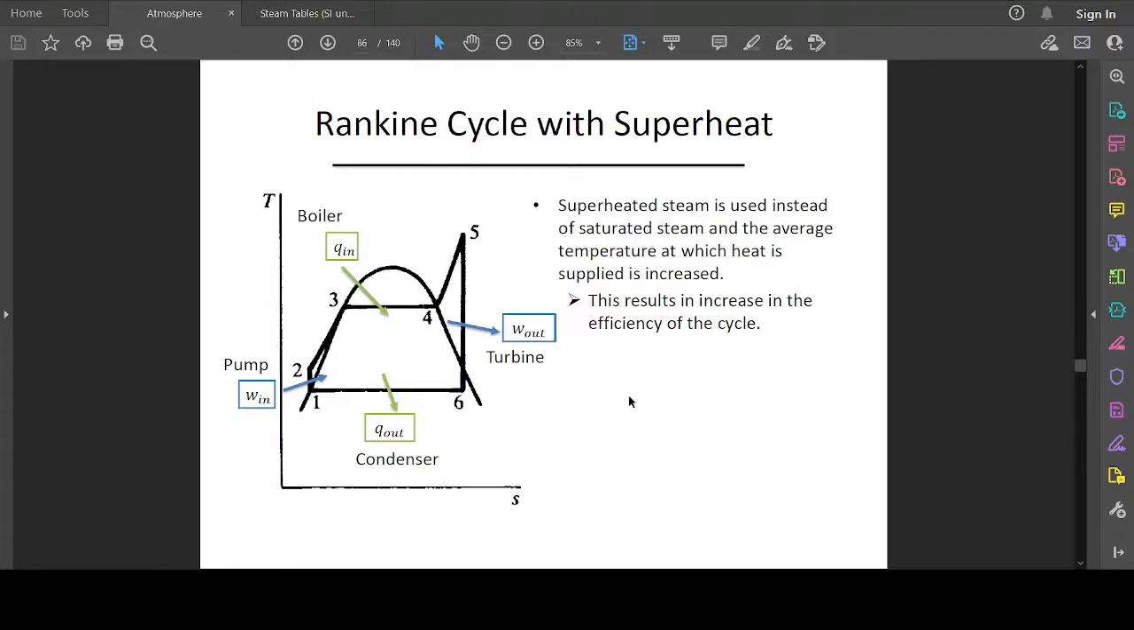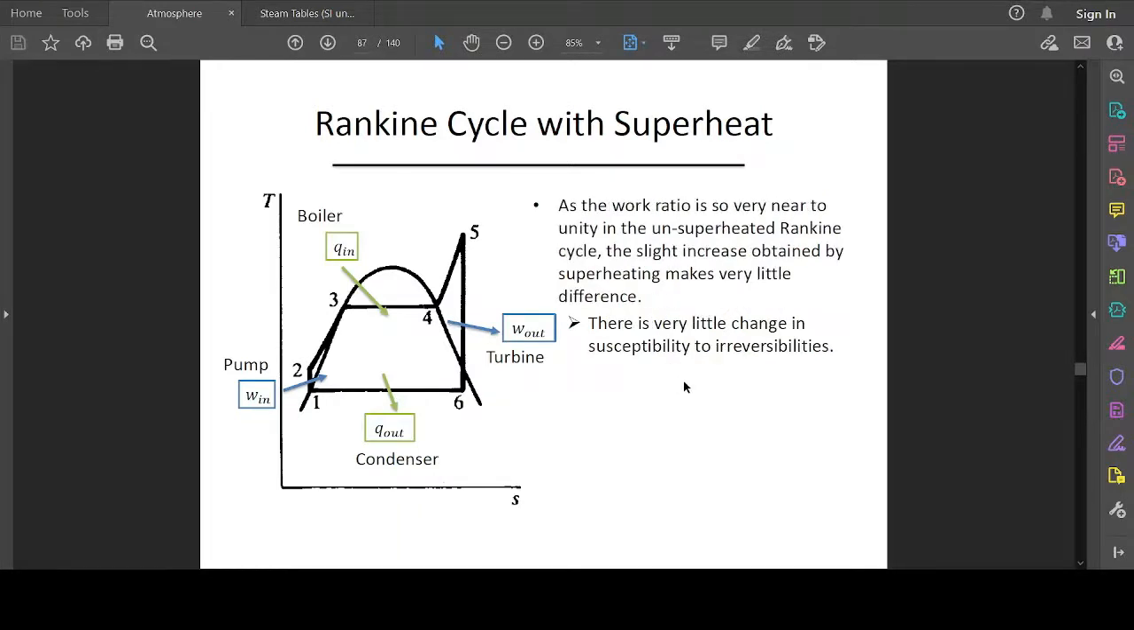So the superheated steam is used instead of saturated steam, and the average temperature at which the heat is supplied is increased, and this results in an increase in cycle efficiency. If you check the first Rankine cycle without superheat, then you find out that there is a difference between the cycle efficiencies. The addition of this superheater that converts the steam to superheated steam increases the efficiency of the cycle.